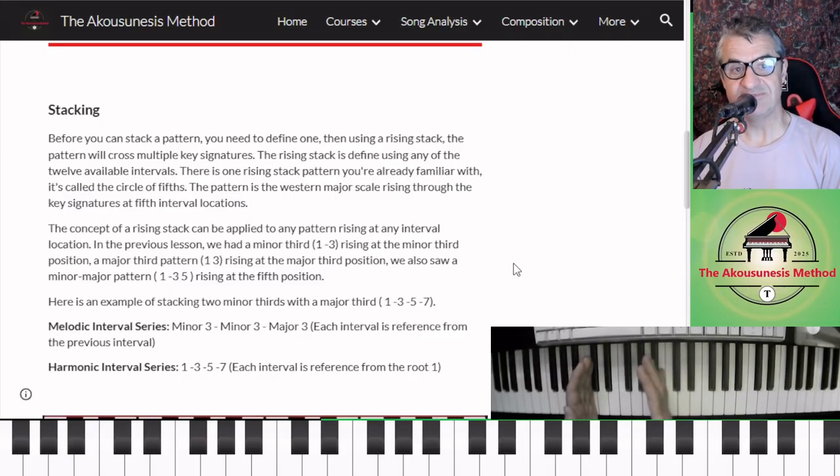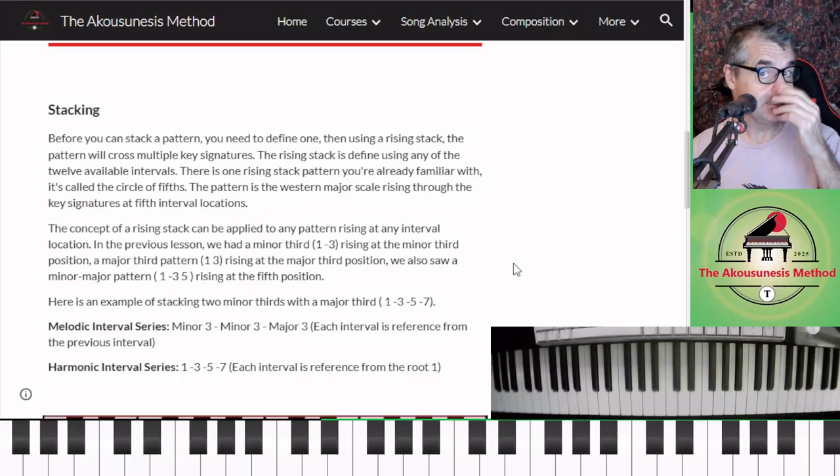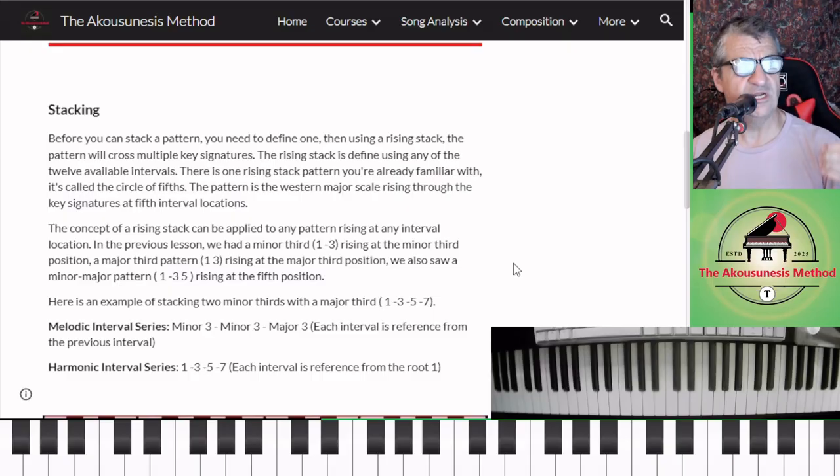And with the Akousunesis method, we don't go over an octave when we're working on patterns, right? So we'll have a root of a pattern, and we won't go past the high note of the pattern. If we want patterns to go above an octave, well, we'll just create a second pattern and then join them together. Right? So we try to keep things as simple and as small as possible. Little chunks. How do you eat an elephant? One bite at a time. It's this same idea.